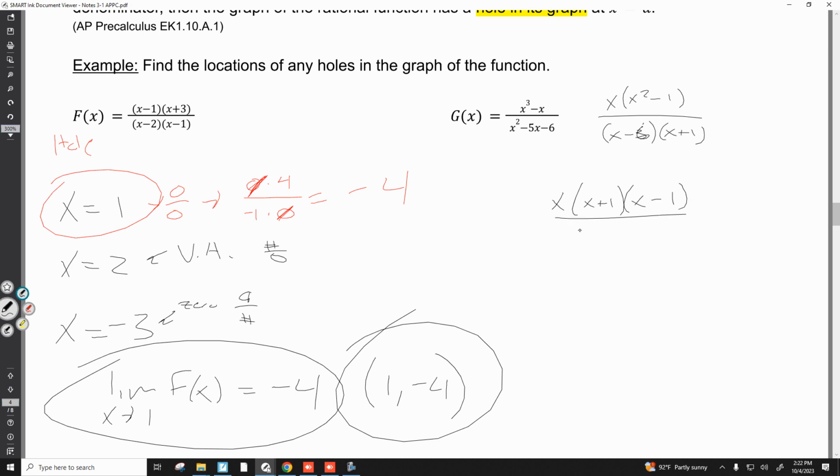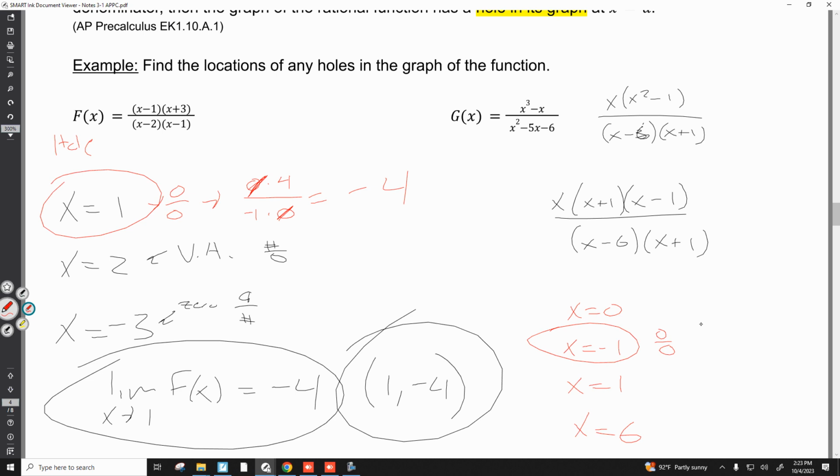X squared minus 1 is a difference of squares: x plus 1, x minus 1. The bottom: x minus 6, x plus 1. There it is. The important points are 0, -1, 1, and 6. The one point that produces a 0 over 0 is x equals -1.